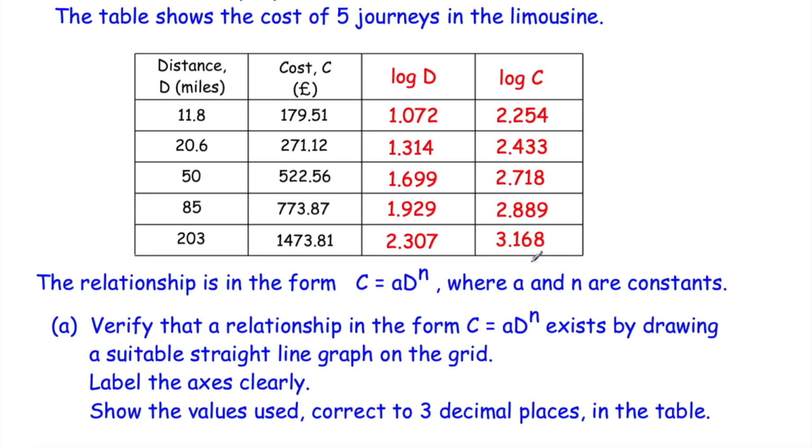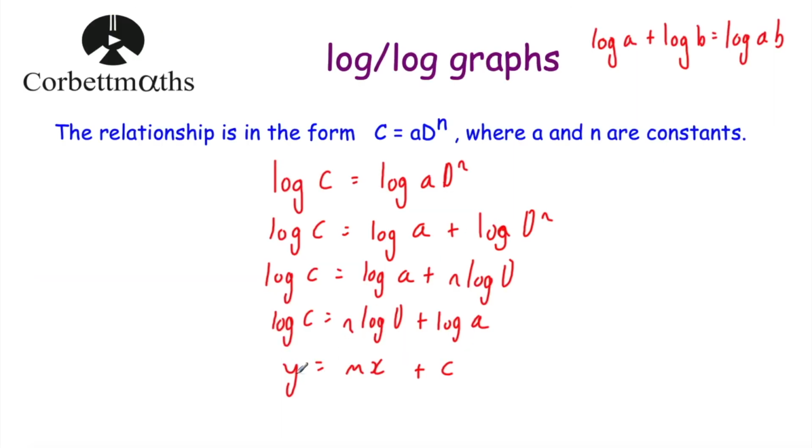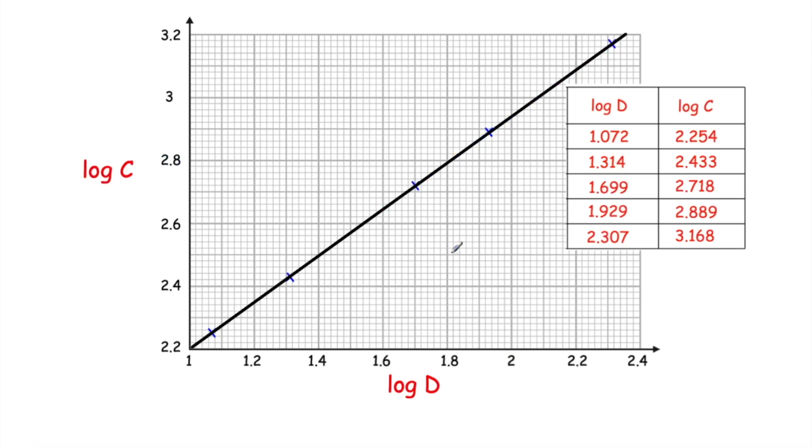And because we drew a nice straight line through those points, we know it's in the form y equals mx plus c. So that means log c is equal to n log d plus log a. Remember, that was what we got whenever we took our exponential and took the logs of both sides. So that means this relationship does exist, and we've just drawn the graph of log c equals n log d plus log a. So it's that y equals mx plus c. So that's part A done.